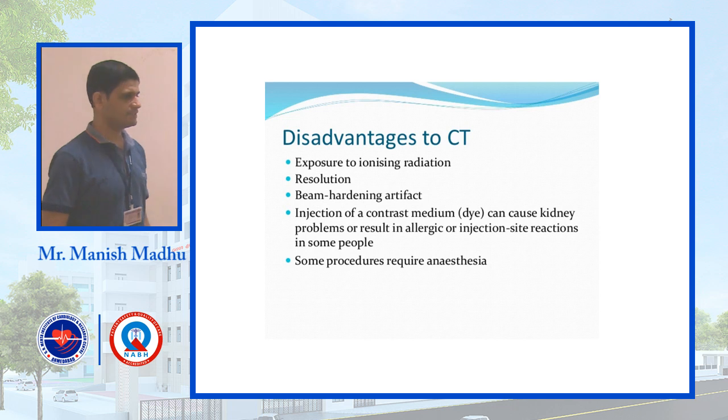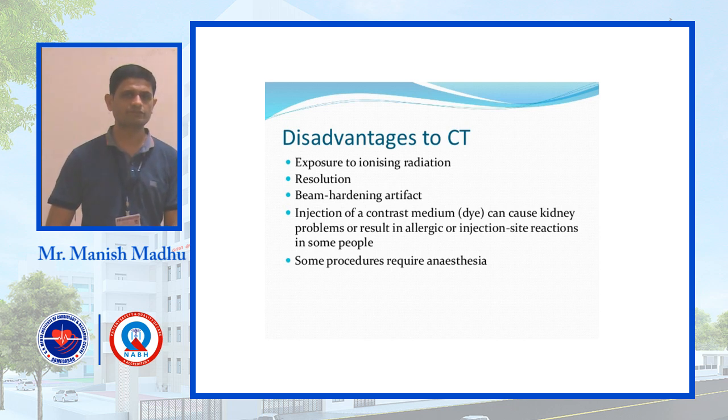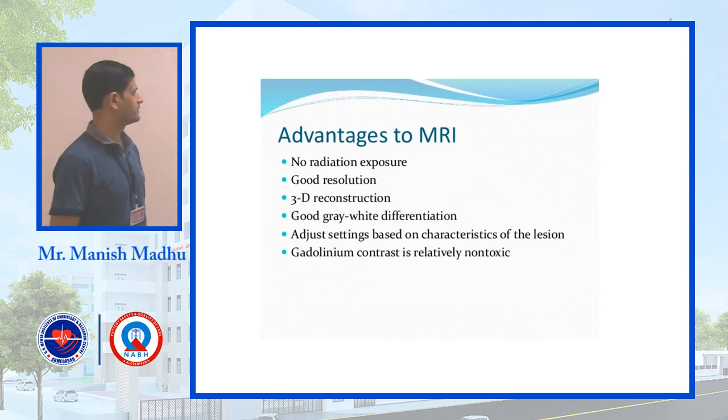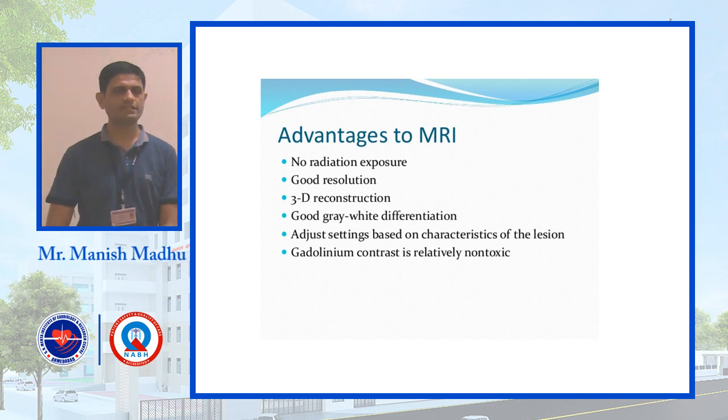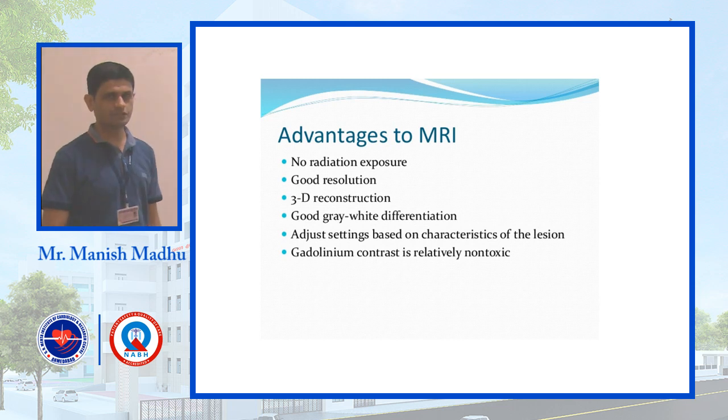Some procedures require anesthesia. For some CT scans, it is necessary to give anesthesia, which is also a disadvantage of CT scan. Now we are going to the MRI advantages. What are the advantages of MRI? No radiation. See, here there is no radiation, so nothing to worry about radiation. Good resolution. We can get better images or resolution than CT scan images. 3D reconstruction is possible. Good gray-white differentiation. Whenever doing the scans, it can differentiate gray-white matter clearly rather than CT scan.